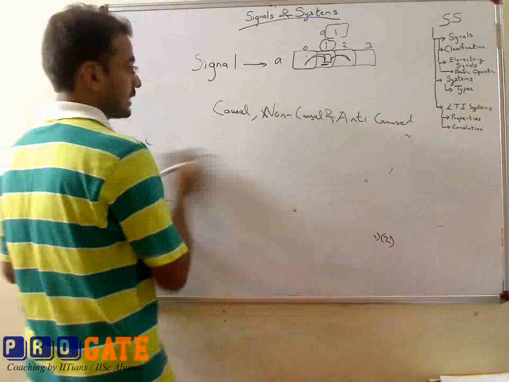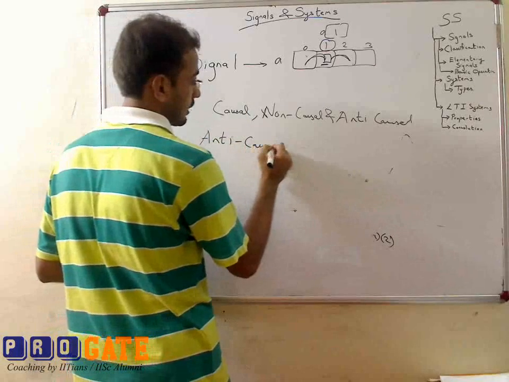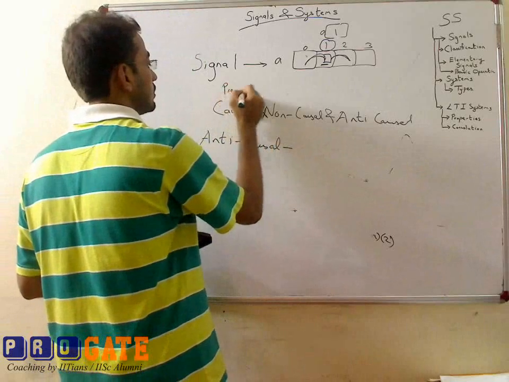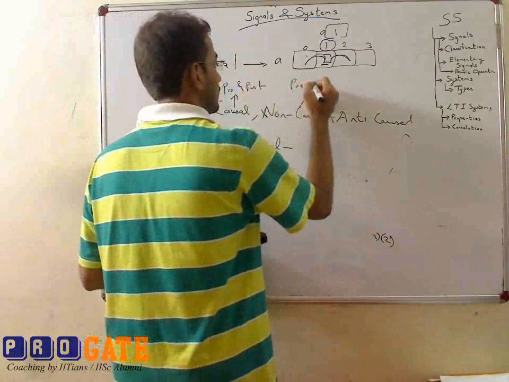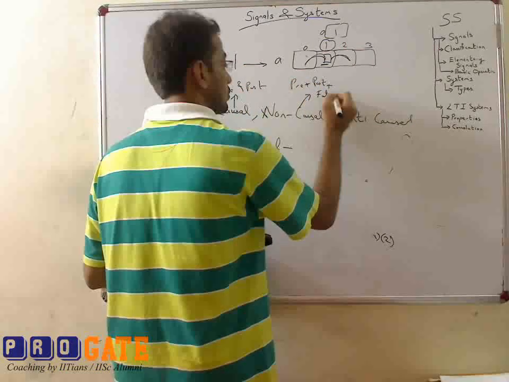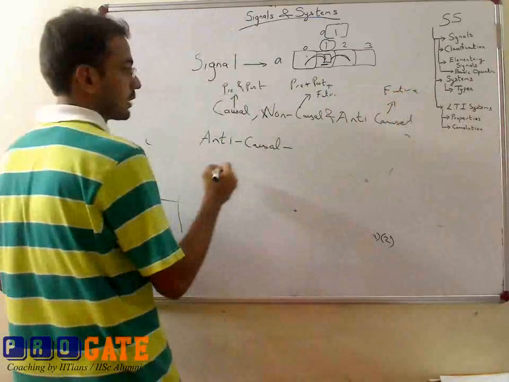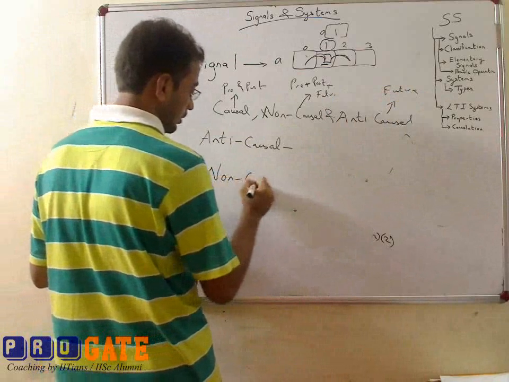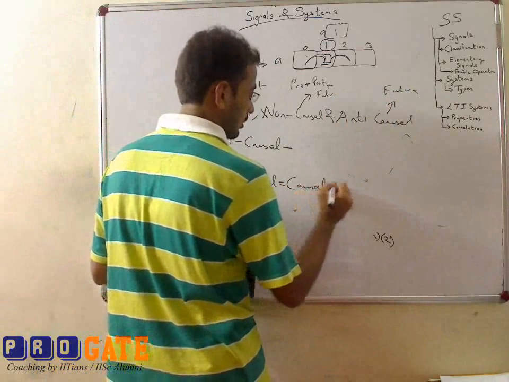Then the third one is anti-causal. As its name signifies, it is the opposite of causal. Causal contains present and past. Non-causal is present plus past plus future. Anti-causal is only future, no present, no past. If you want to write it in terms of an equation, a non-causal signal is a combination of a causal plus an anti-causal signal.